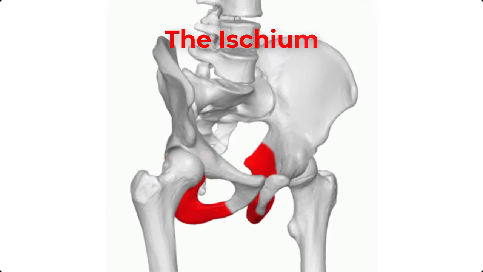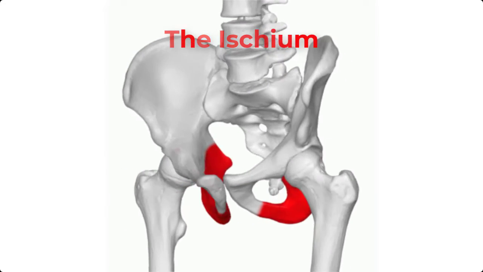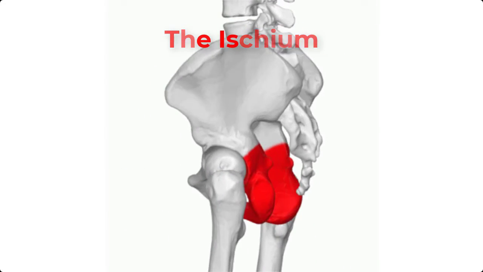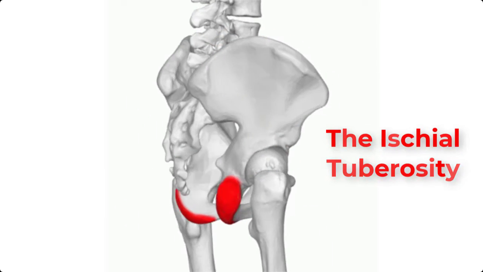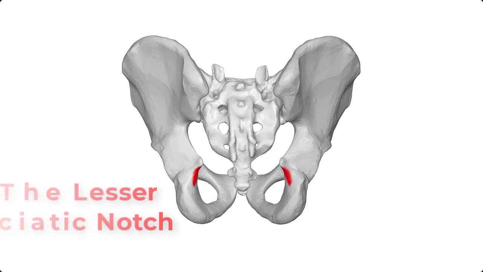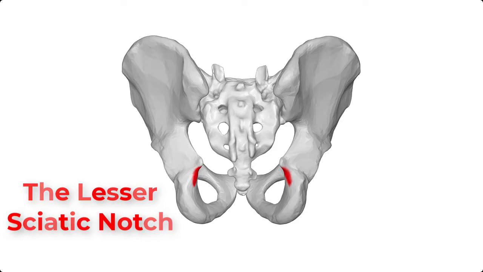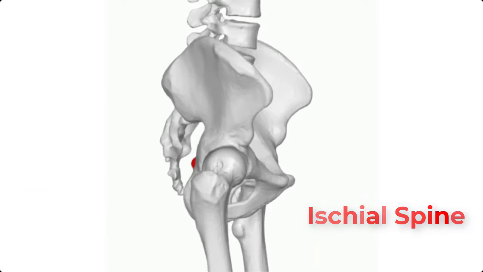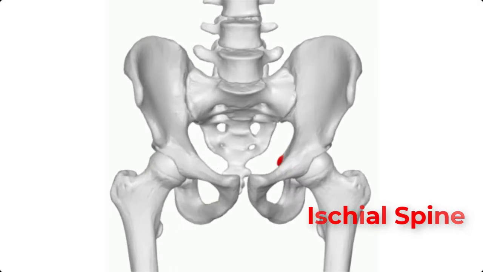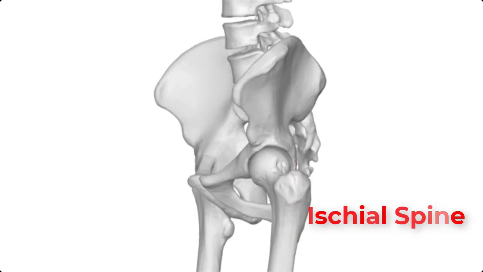The ischium forms the posterolateral portion of the hip joint. The large roughened area of the inferior ischium is the ischial tuberosity. The slightly curved posterior margin of the ischium above the ischial tuberosity is the lesser sciatic notch. The bony projection separating the lesser sciatic notch and greater sciatic notch is the ischial spine.